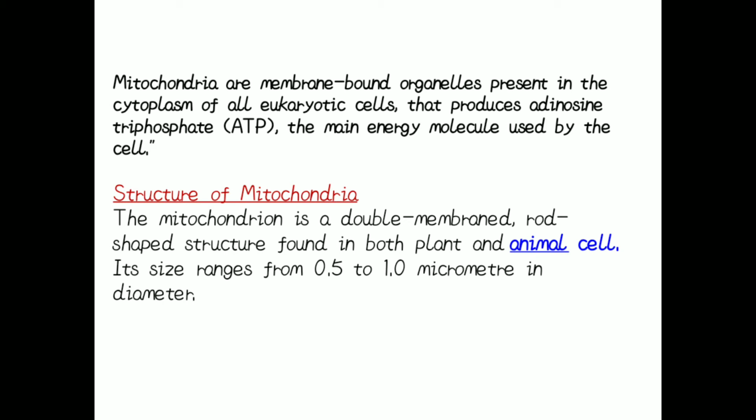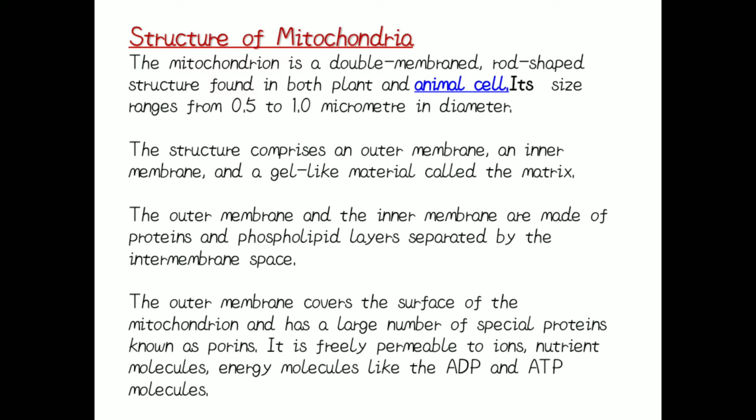Now let us discuss the structure of mitochondria. Mitochondria is a double membrane, rod-shaped structure found in both plant cells as well as animal cells, and the size ranges from 0.5 to 1 micrometer in diameter. The structure comprises an outer membrane and an inner membrane, and the inner membrane encloses a gel-like material called the matrix. The outer membrane and the inner membrane are made up of proteins and phospholipid layers separated by the intermembrane space, as we have already observed in the previous diagram.